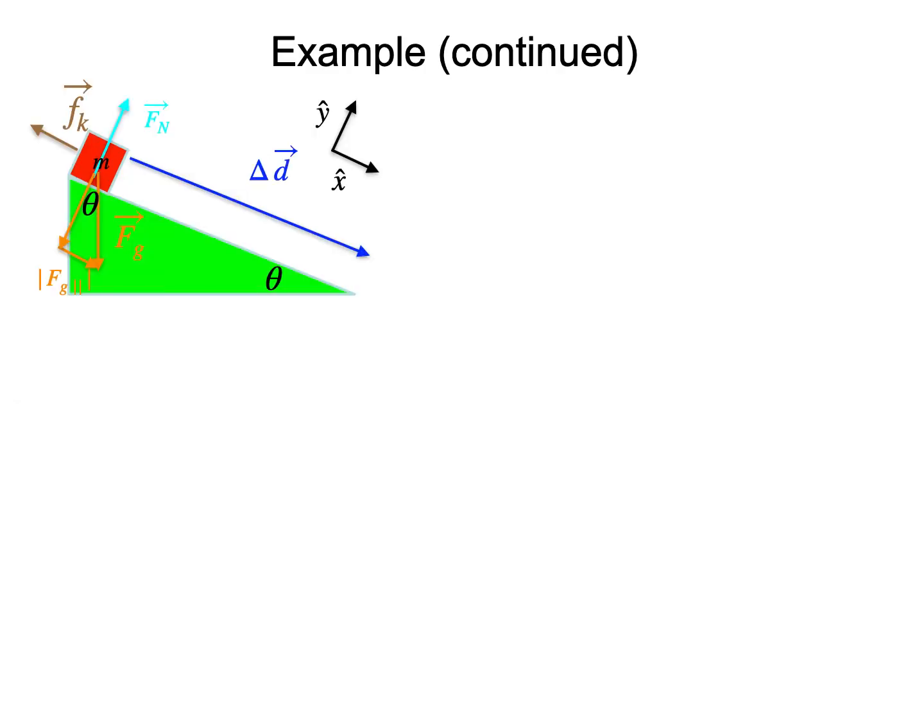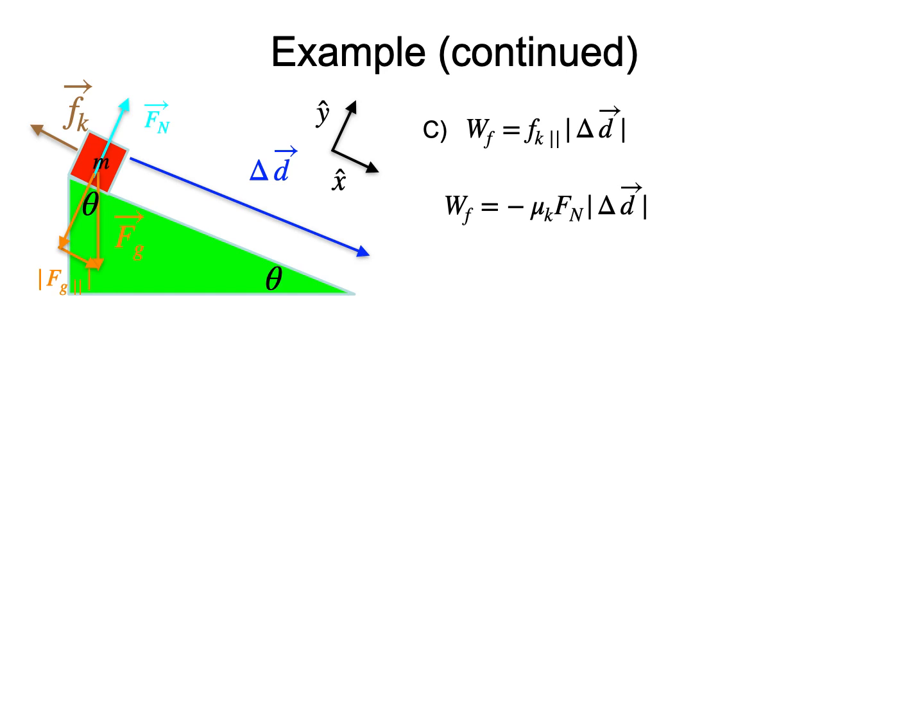The third part of this question is to evaluate the work done by friction, which is expressed this way. According to the free body diagram, the friction is along the incline, but in the opposite direction to the displacement. So, the parallel component of the friction force is negative and equal in magnitude to the product of the coefficient of kinetic friction and the magnitude of the normal force.